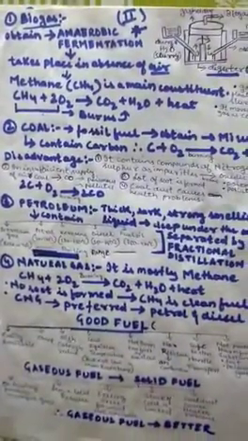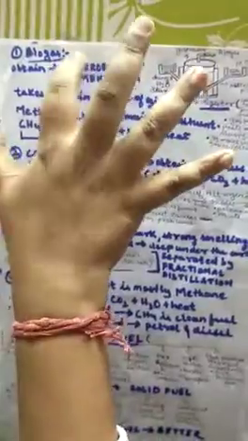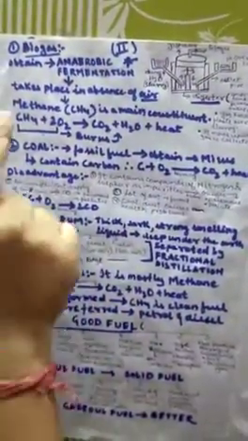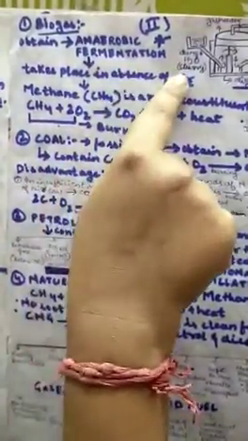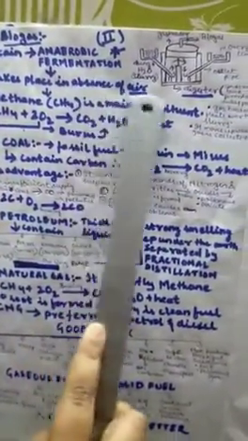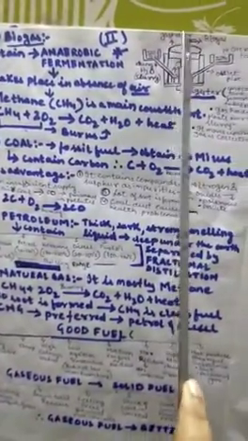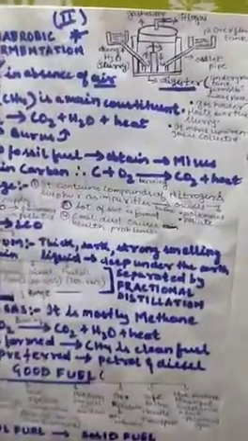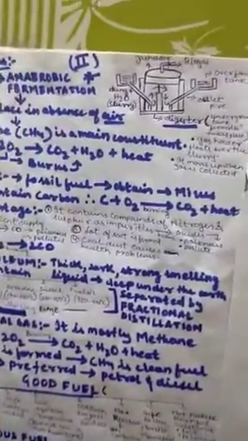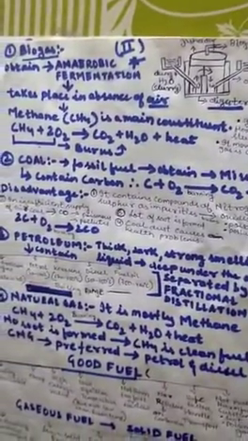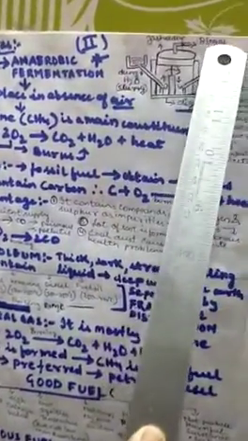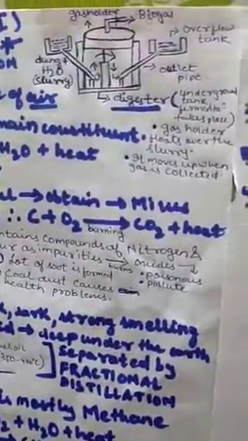Why is it called that? There are two types of fermentation, aerobic and anaerobic. Why are we using anaerobic here? See the definition. It takes place in absence of air. The fermentation which takes place in absence of air is called anaerobic fermentation. So the process inside the digester is anaerobic fermentation, and this is used to produce the biogas inside the gas holder.